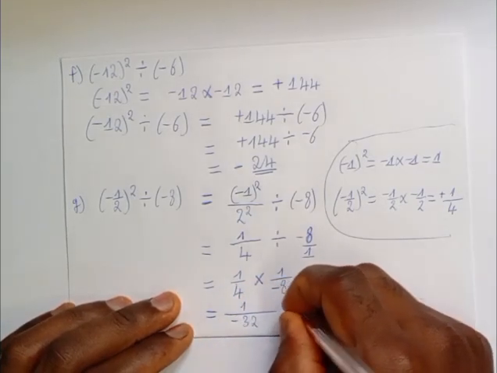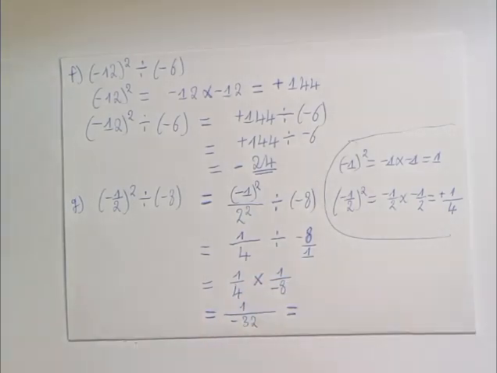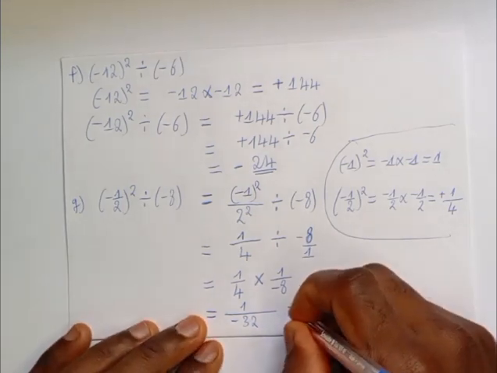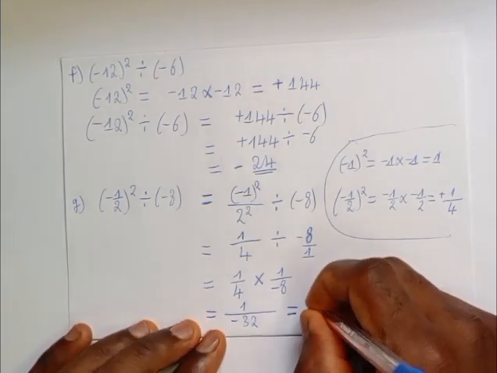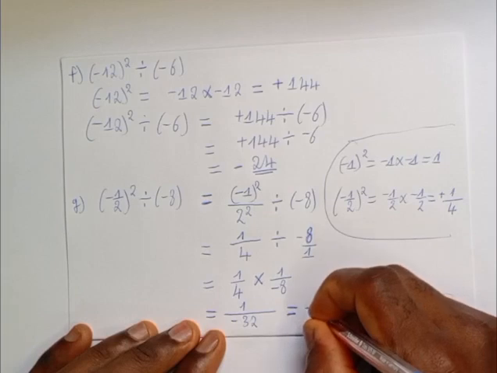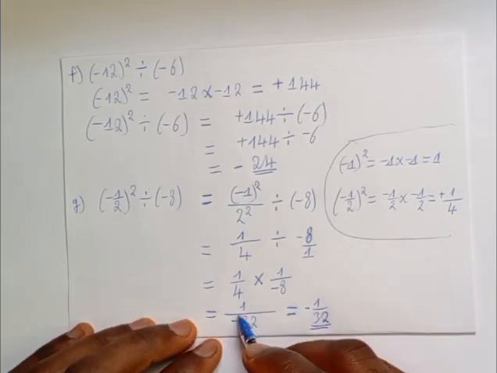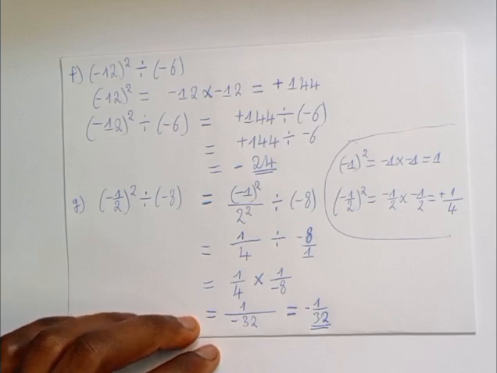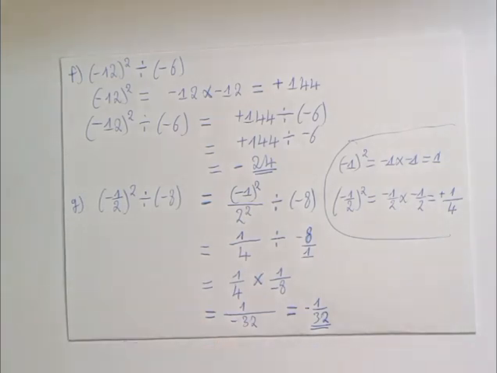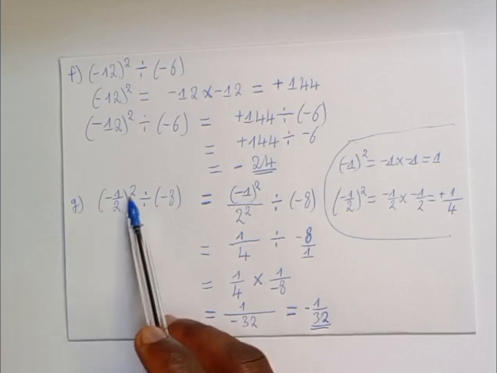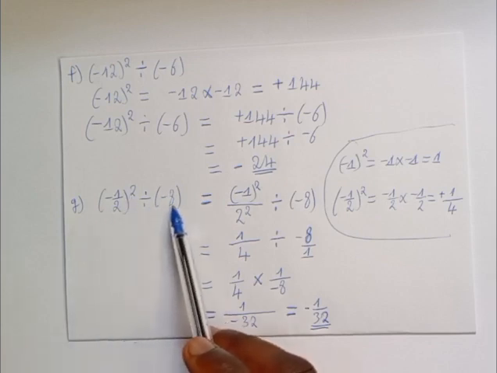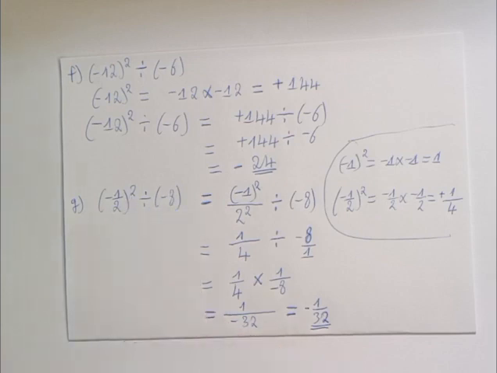And this will simply be the same as 1 all over negative 32, which is the same as negative 1 on 32. Most often, we bring up the negative sign. It's not advisable to leave the negative sign at the denominator. Therefore, negative a half, all that squared divided by negative 8 is simply equal to negative 1 on 32.